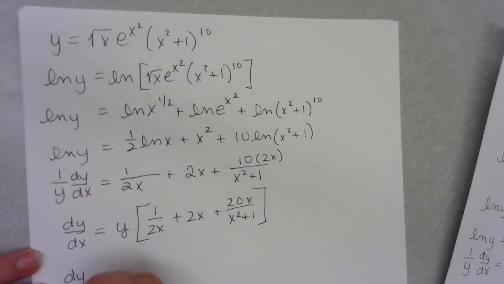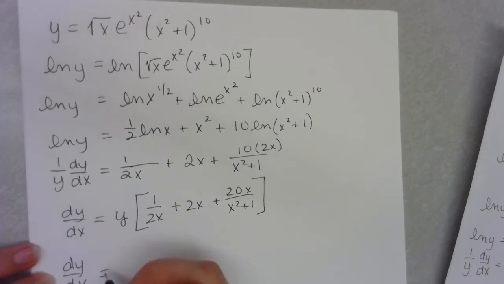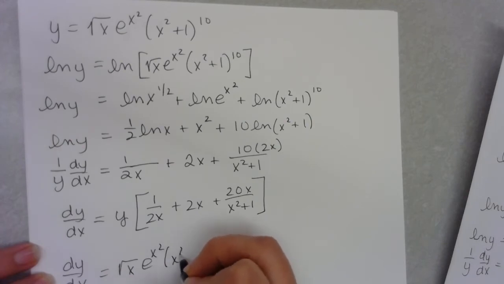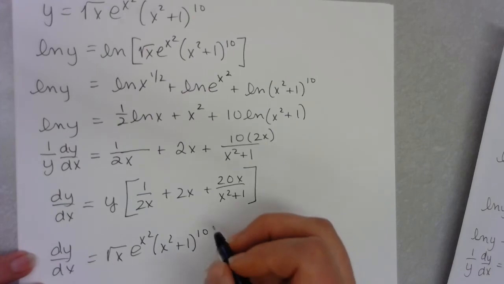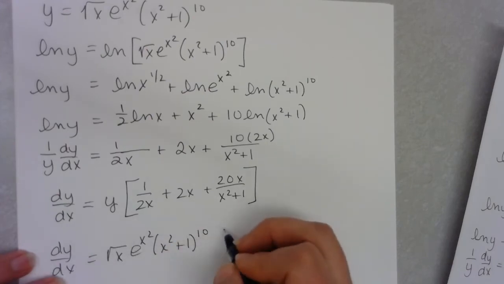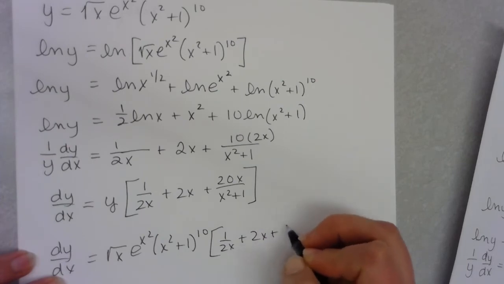So my derivative is the square root of x, e to the x squared, times x squared plus 1 to the 10th. That's all my original function. I changed nothing about it. They're all supposed to be on the same line there. Kind of looks like my e's floating up in the air, but it's all together. And then that is y, and then I just write the rest of the stuff, 1 over 2x plus 2x plus 20x over x squared plus 1.